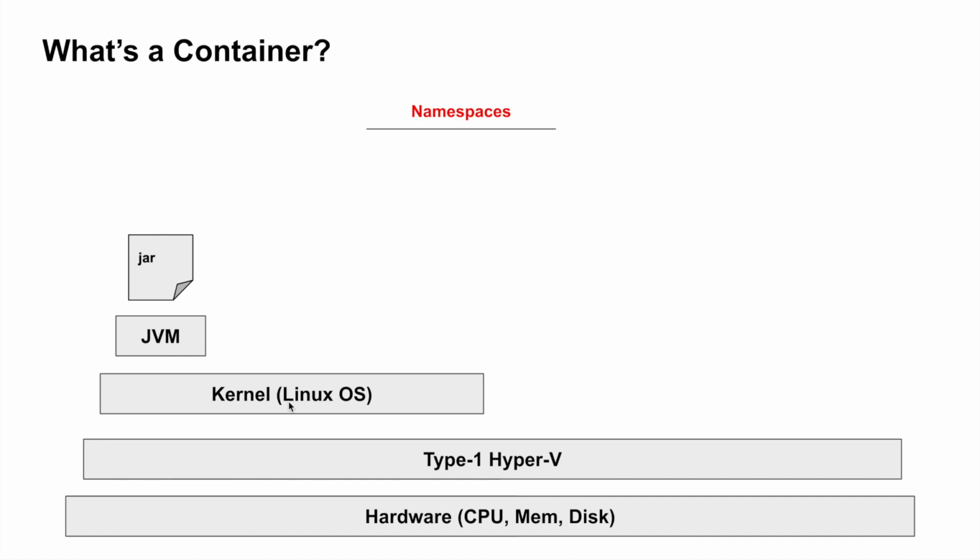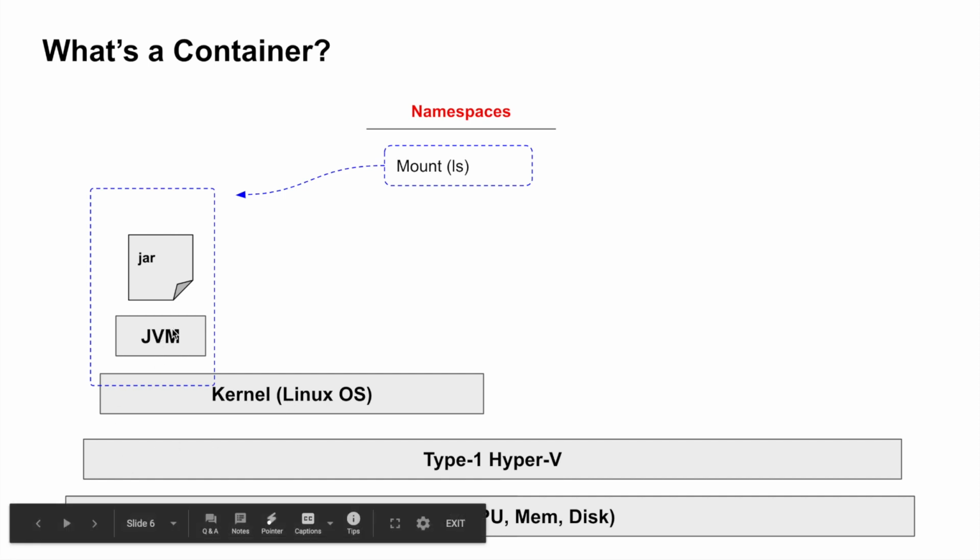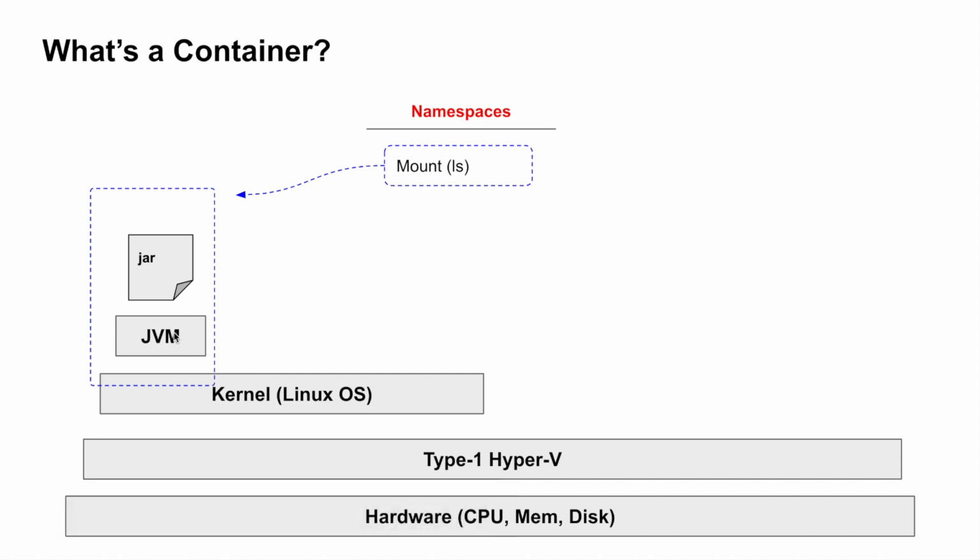So namespaces come in different types, but let's look at an example to get a better understanding. One type of namespace is called a mount namespace. And if I were to create a mount namespace and attach it to this JVM app running, I could give this JVM app a unique view of the file system that could be different from how the file system actually looks in the OS.